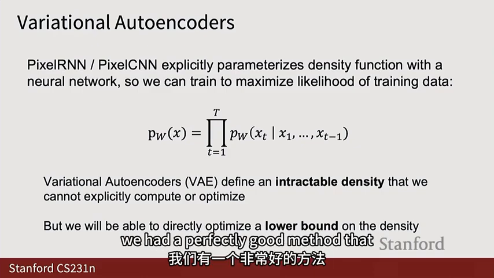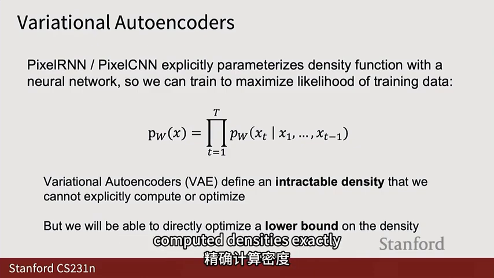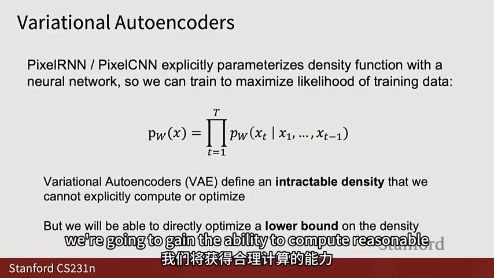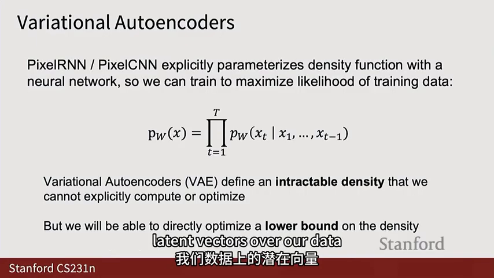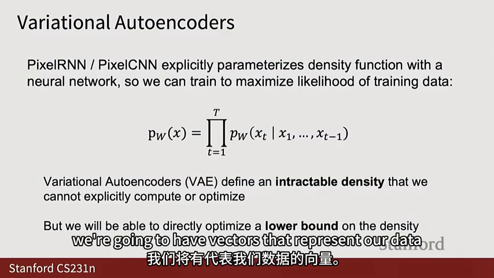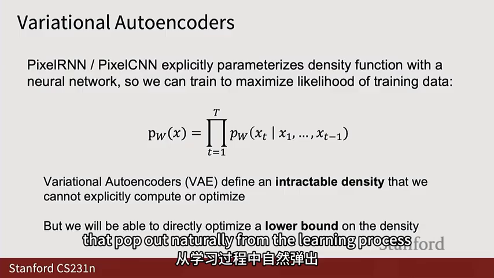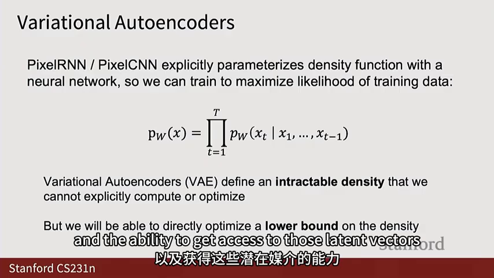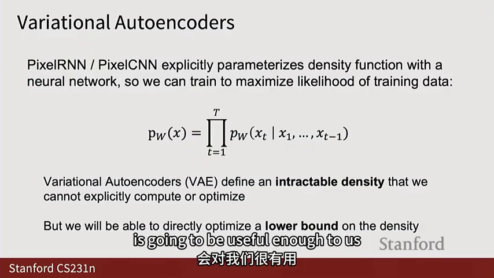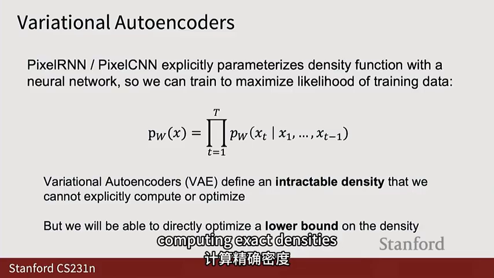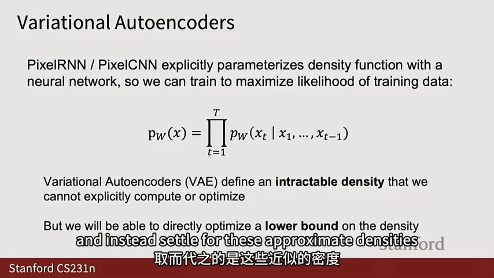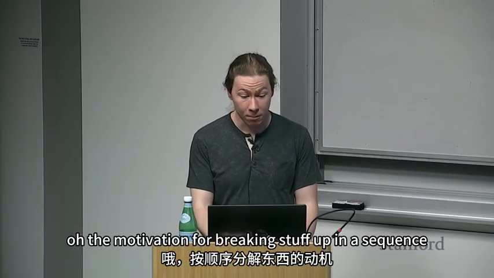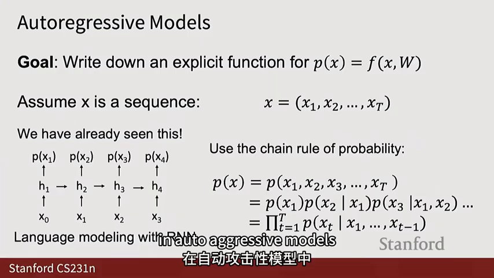Why are we going to do that? We had a perfectly good method that computed densities exactly, so what do we gain in exchange for giving that up? We gain the ability to compute reasonable latent vectors over our data. We're going to have vectors that represent our data that pop out naturally from the learning process, and those vectors are going to be useful in their own right. Access to those latent vectors is useful enough that we're willing to give up computing exact densities and instead settle for approximate densities that are actually lower bounds on the true density.